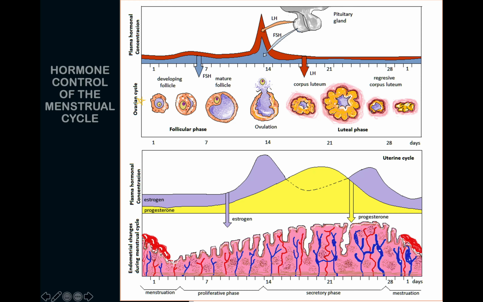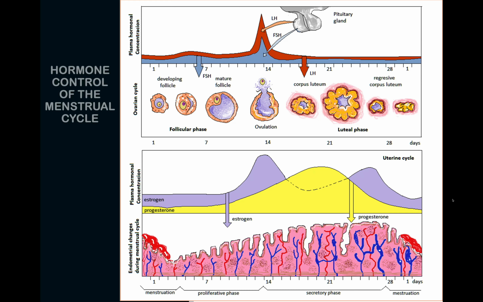The next section highlights to us the ovarian cycle. Section 3 is showing us the reproductive hormones from the ovary. And section 4 is highlighting to us the uterine cycle. Let's begin with the hormone control of the menstrual cycle.